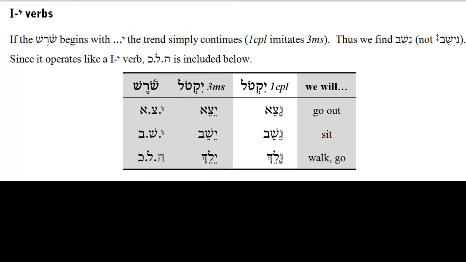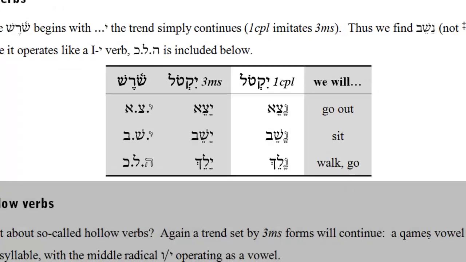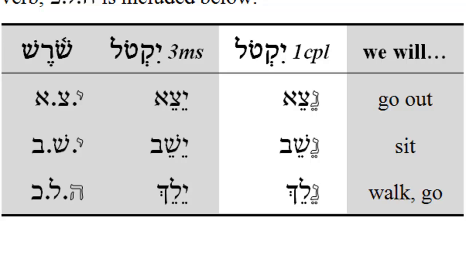With first yod verbs, we find the trend continuing, that is, the first common plural forms will imitate the third masculine singular, just changing out the prefix. Netze, neshev, nelech.